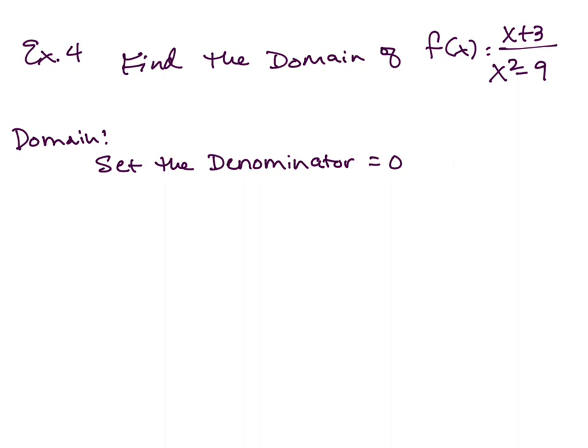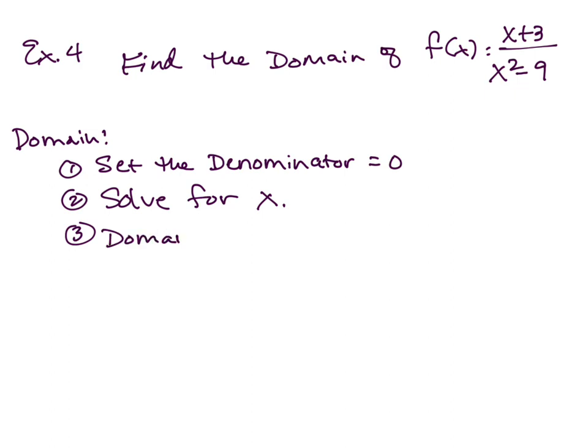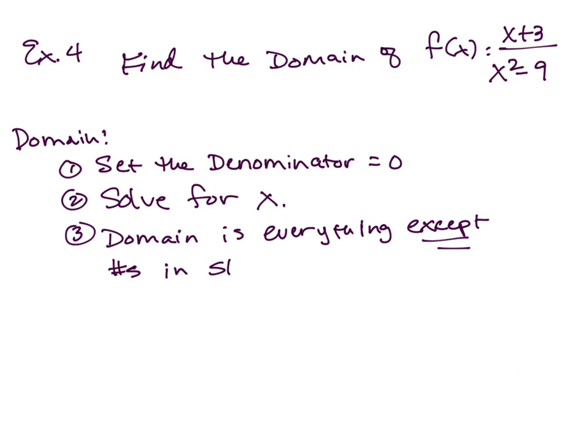Let me just write it down. Number 2, solve for x. Number 3, domain is everything except the numbers in step 2. All real numbers except the ones that you found in step 2. You understand what I'm saying?